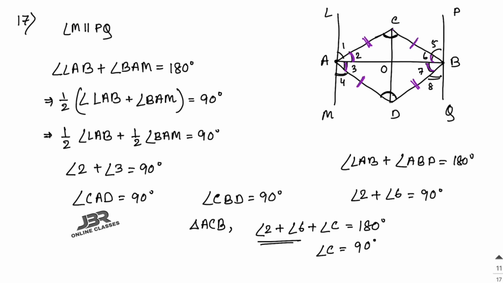So as opposite sides are equal and each and every angle equals 90 degrees, you can write ABCD is a rectangle. Now the next part, CD is parallel to the original parallel lines. Now here, as ABCD is a rectangle, OA is equal to OD.